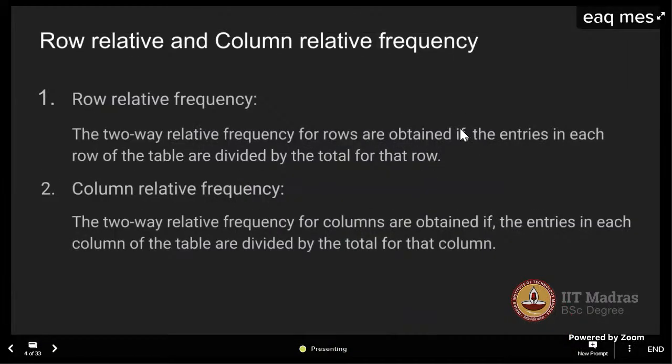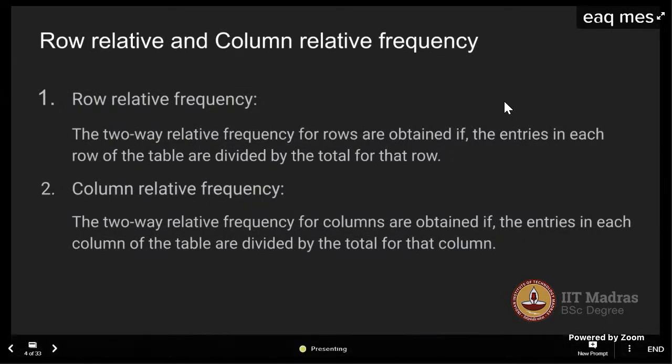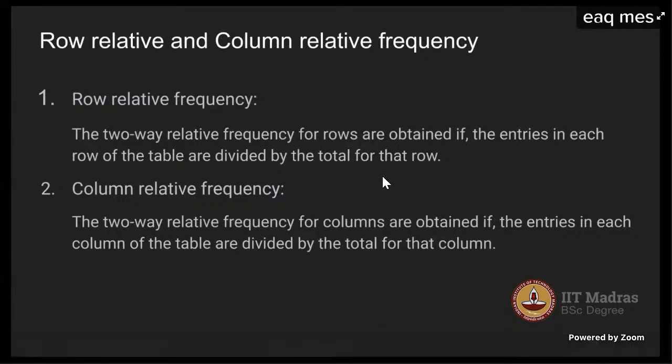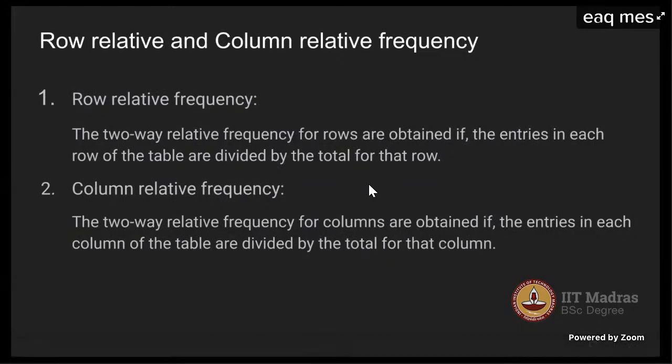Okay. First concept is of row relative frequency and column relative frequencies. Right? So to find the row relative frequency, the entries in each row of the table are divided by the total of that respective row. Okay, and similarly for column, each entry of that column is divided by the total of that respective column. By that, we get row relative frequencies and column relative frequencies.